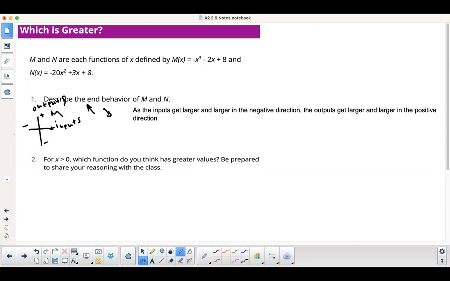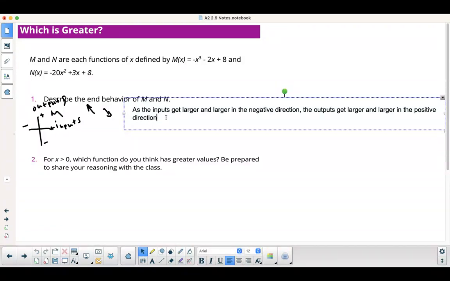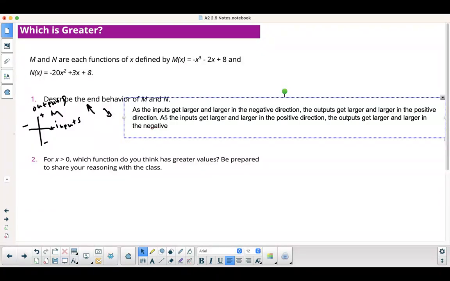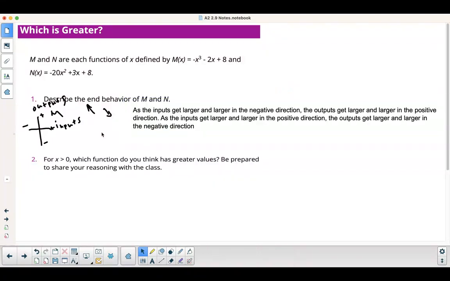Then the right side, as the inputs get larger and larger in the positive direction, the outputs get larger and larger in the negative direction. Okay, so that'd be for M. So I'm going to erase this thing here, just so we got that for M. And let's take a look at N.